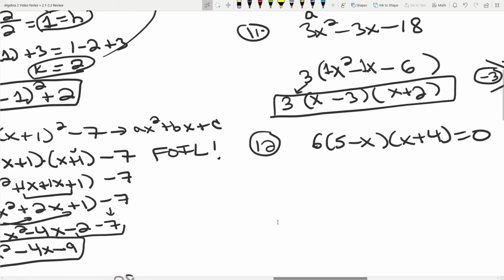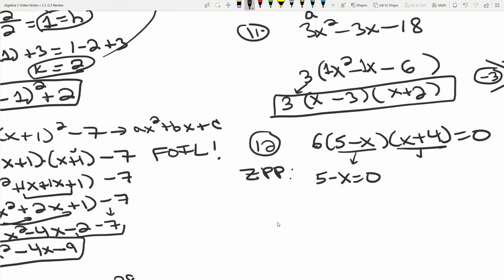Okay, so we know that this is already factored, right? It's already factored for us, so we don't have to do any factoring. All we have to do is, since it's factored using the zero product property, ZPP, we know that each of these has to equal 0. So 5 minus x equals 0. And then we have x plus 4 equals 0. Once you see something that's factored like this, right, with the parentheses and everything, and it's equal to 0, then you can set each individually to 0.